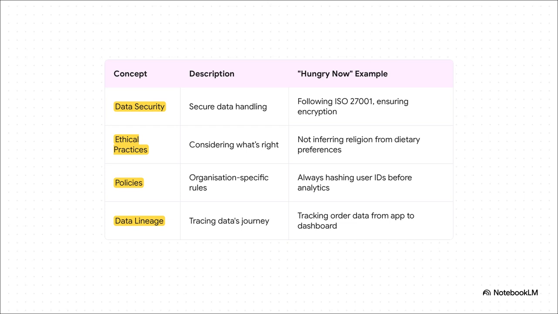Let's make this real and go back to our Hungry Now app. For security, that means you're not just winging it. You're following a formal standard like ISO 27001, making sure data is encrypted everywhere. For ethics, it's about having the awareness to say, hey, just because someone orders halal food, we are not going to infer their religion. Policies are your company's ground rules, like making sure you always hash user IDs for privacy. And lineage? That just means you can trace an order all the way from the moment a customer taps their phone to when it shows up on an analytics dashboard.